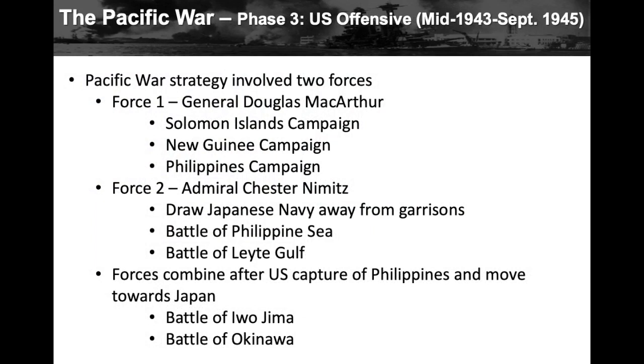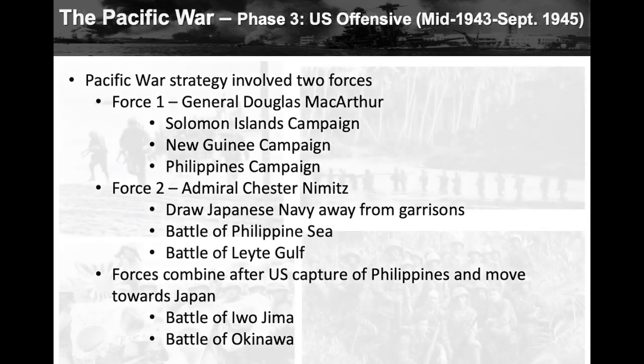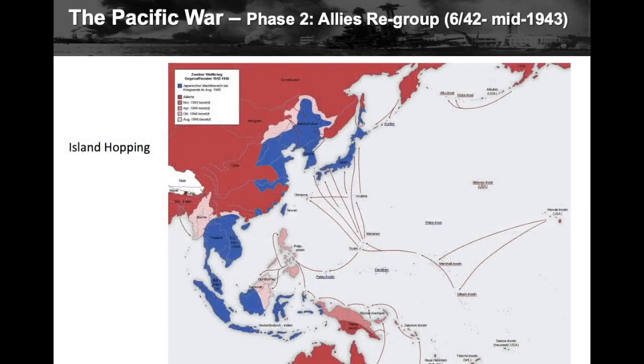And this strategy involved two forces, which I mentioned. Force 1 was under General Douglas MacArthur. That was the Solomon Islands campaign, the New Guinea campaign, the Philippines campaign. That would be right here. This is MacArthur. So here's Solomon, here's Papua New Guinea, and here's the Philippines. So this is MacArthur's domain.